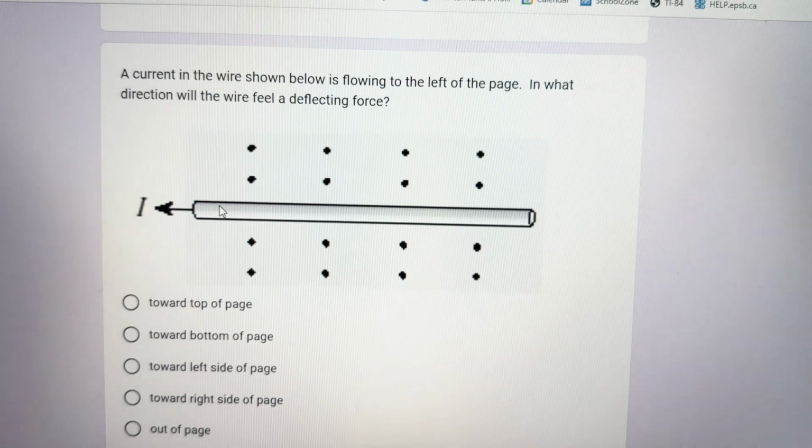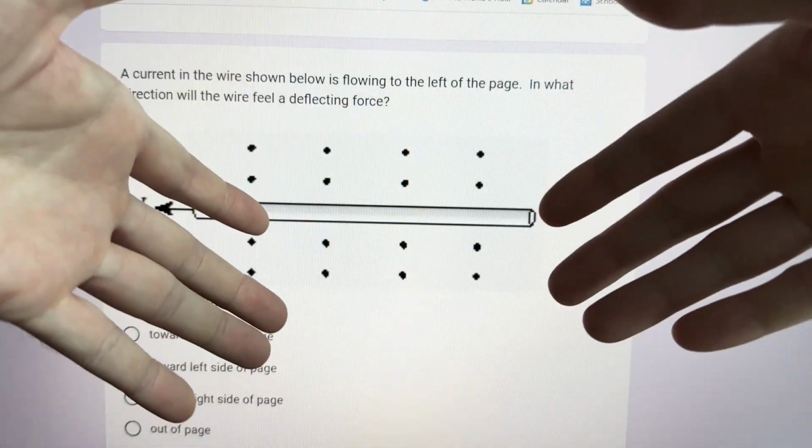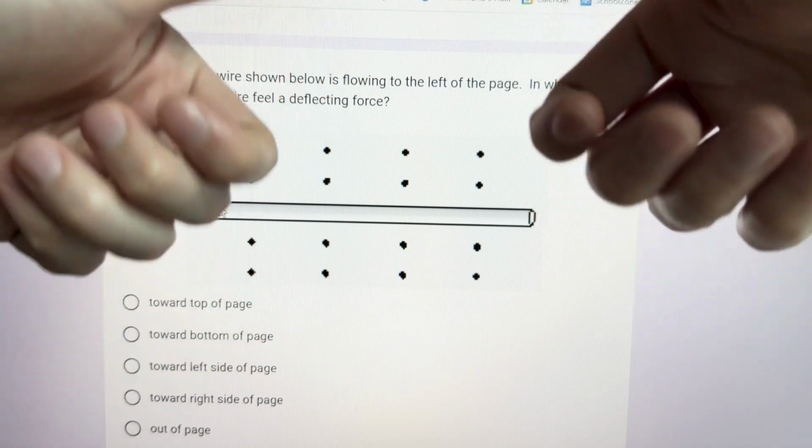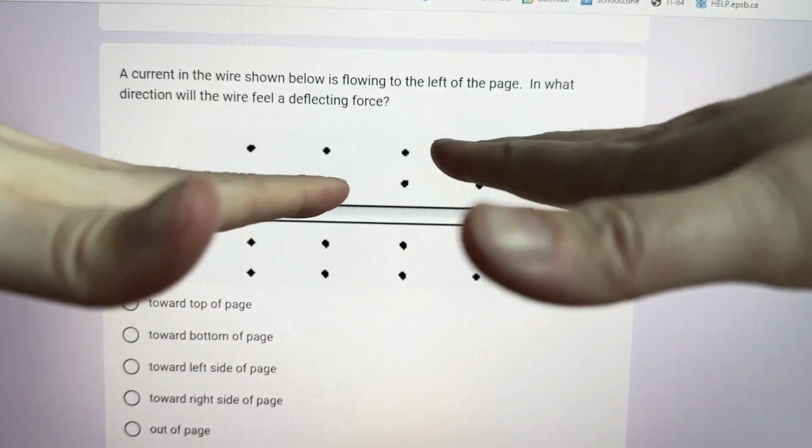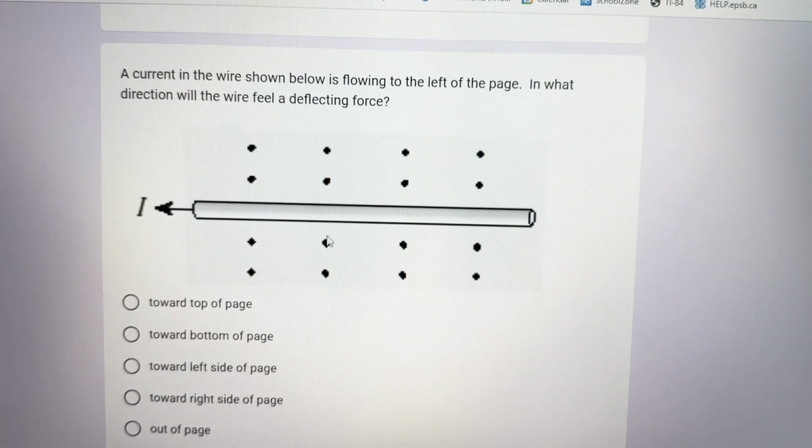So again, the first two hand rules are for when you have charge moving and you're interested in the magnetic field that moving charge itself is creating. The third hand rule is for when a charge is moving through an external magnetic field and finding the force that results from that situation. So in this case, we definitely need to use our third hand rule, okay?